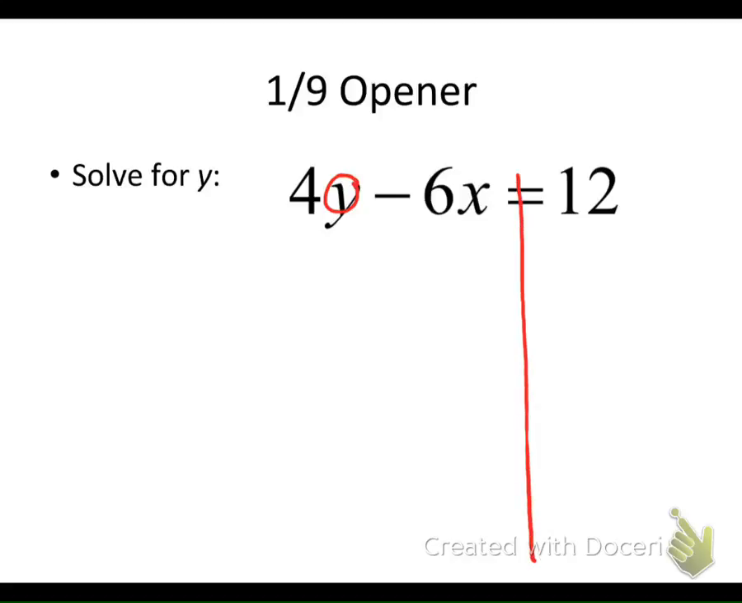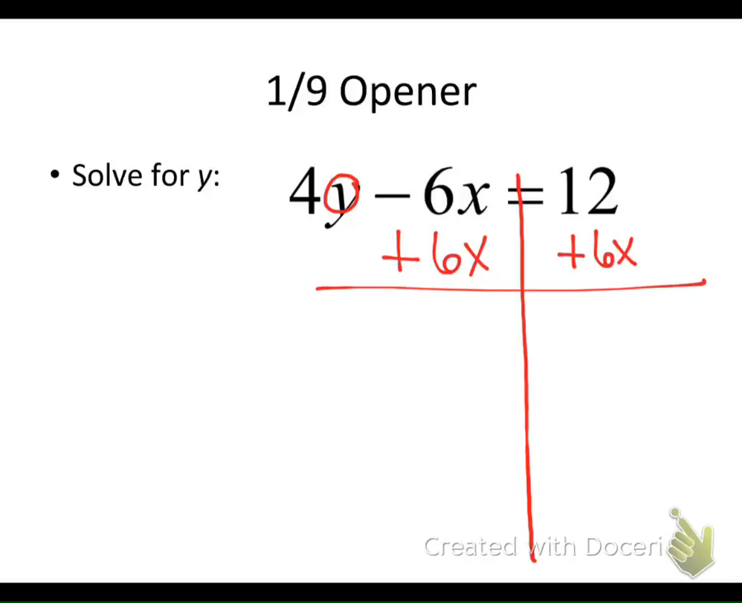If I want to get the y by itself, what do I have to get rid of first? Erase all that, I messed up. So what do I have to get rid of first? How do I do that? That was my faulty answer.